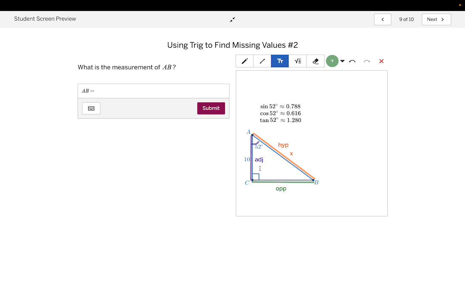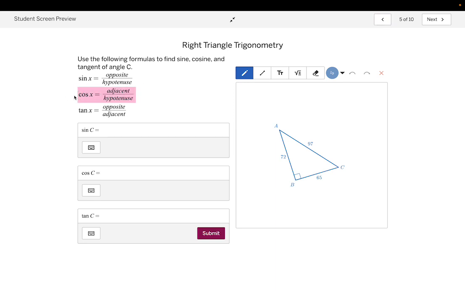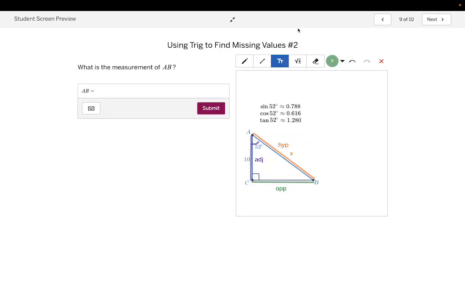So for this problem, we have the 52-degree angle. We know the side that's adjacent to it, it's 10, and then we want to know the hypotenuse, which is AB. So we want to pick the trig ratio that combines adjacent with hypotenuse. So we go back to our list of formulas. The one that combines adjacent with hypotenuse is cosine. So when we set up our equation, we'll be using cosine.